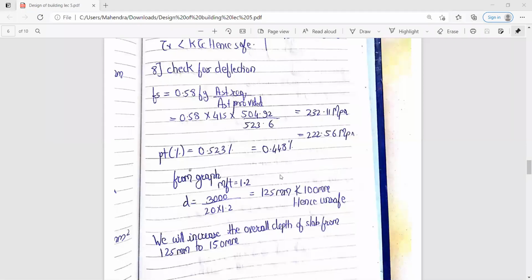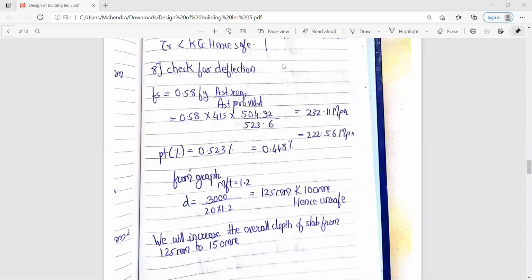So here your design is unsafe, that is d you have got is 125, it is less than the previous d you had calculated. That is why in all the calculations we had considered depth 150. So what we did is, our overall depth which was earlier 125, we considered it as 150 and we had done the calculations. We did all these calculations again. These calculations written on the side are for the increased depth, that is for the overall depth, that is 150 mm.